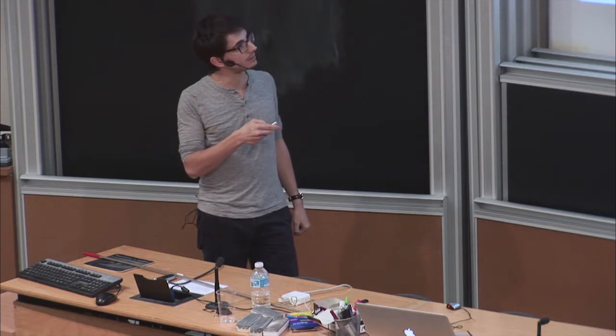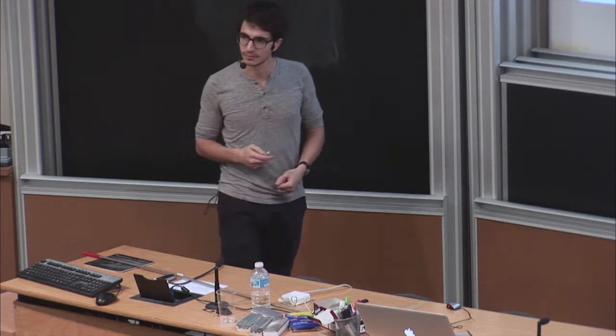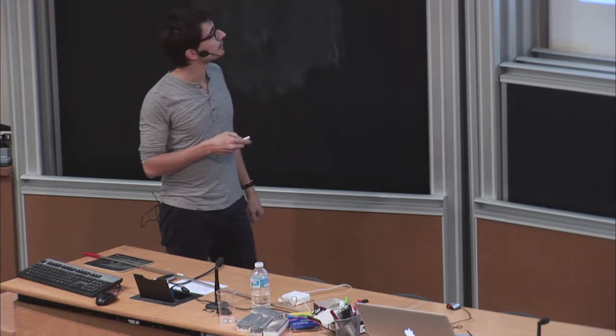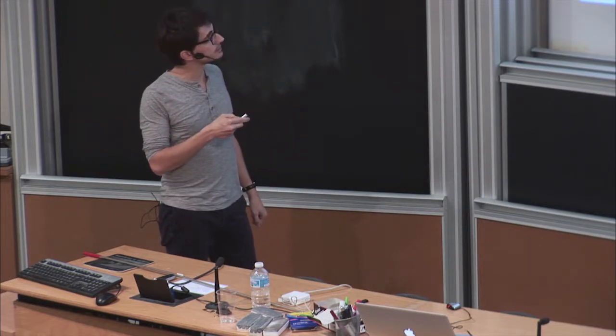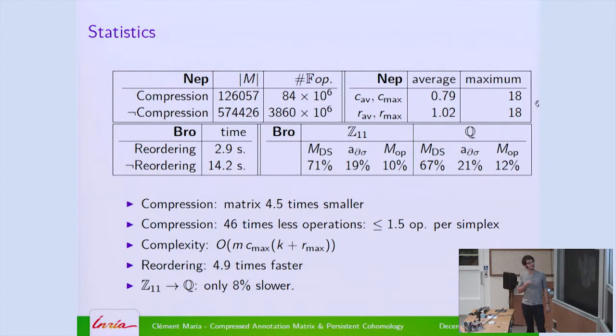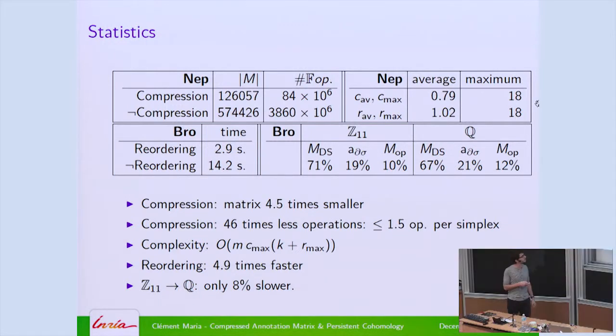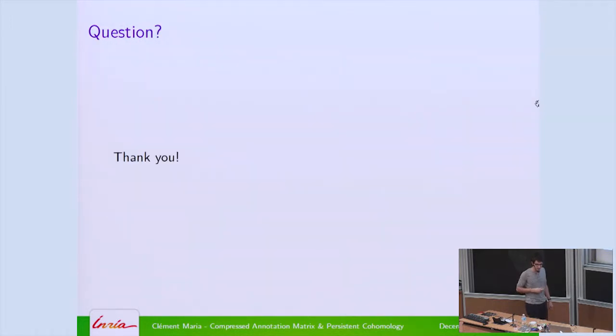So Cmax and Rmax are coming from the complexity analysis. And the reordering, as you can see, is sometimes very efficient. In that case, it's a Rips complex where you have a lot of simplices appearing at the same time. And then you have some other statistics. And we are also quite insensitive to the coefficient field we are using. All right, thank you.